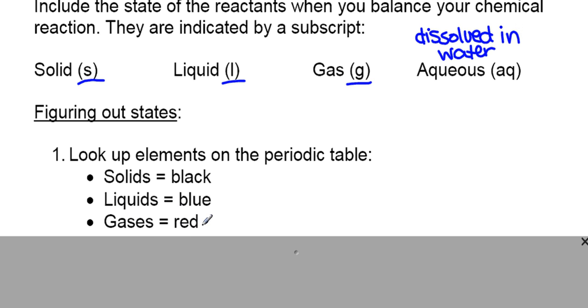And then gases are in red. We know there's noble gases, there are some halogens and some other diatomic gases. But if you don't remember the state offhand, your periodic table is a great source to find that information.